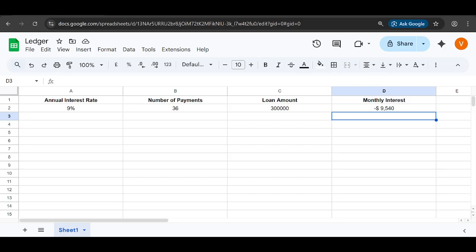Behind the scenes, we're using the default settings for the remaining PMT arguments. Future value is assumed to be 0, meaning the loan balance ends at 0, and payments are assumed at the end of each period, which is how most installment loans work.